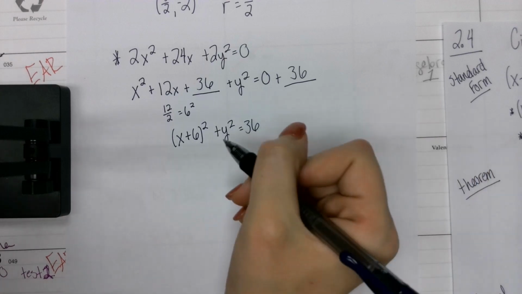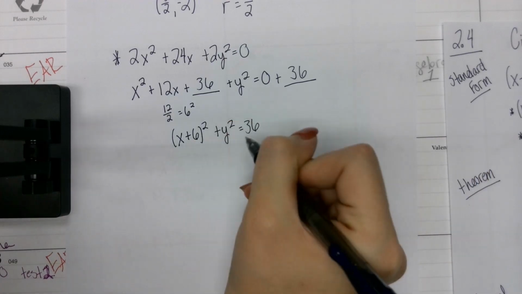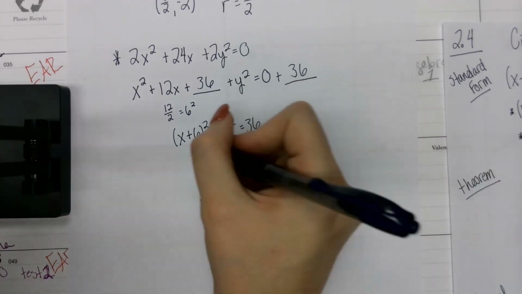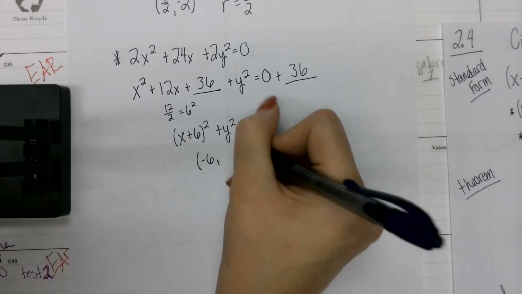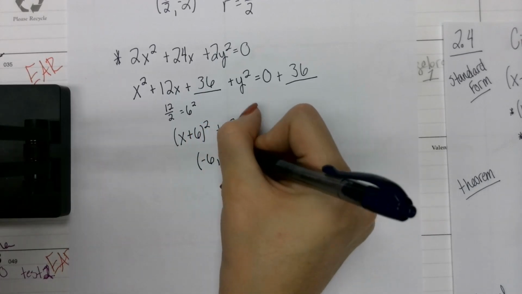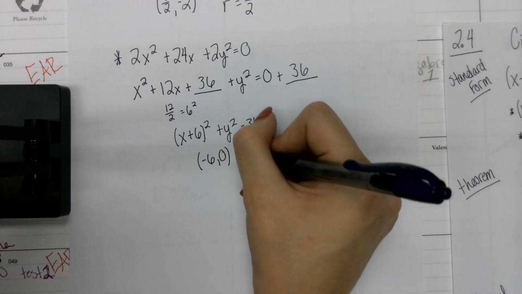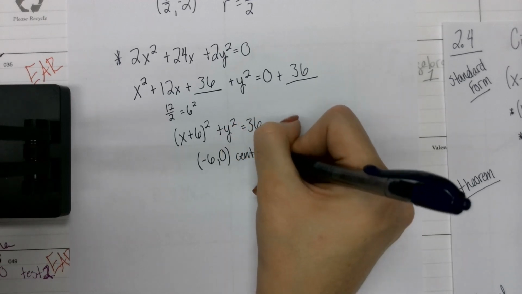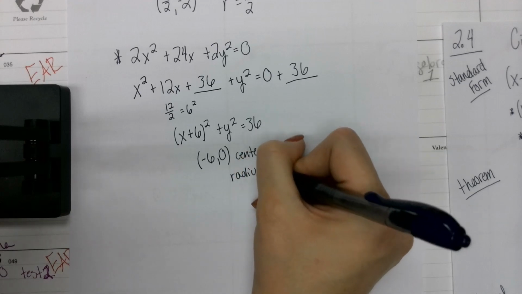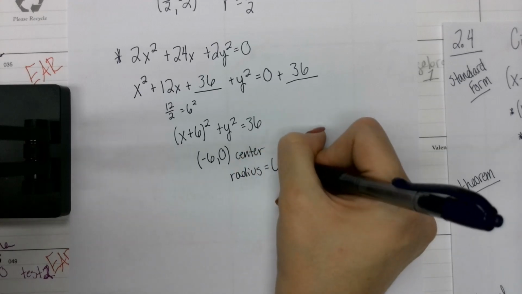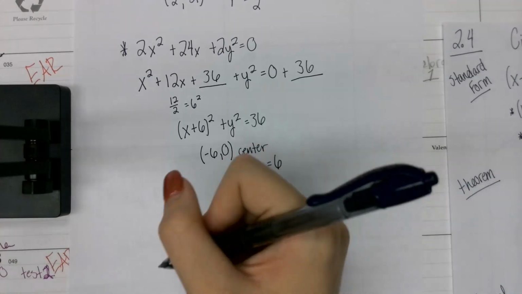So our center, now that we've got this down to standard form, since it's a positive 6, it's negative 6. Since there's nothing with the y, it's 0. And this is our center. And our radius would be the square root of 36, which is 6.